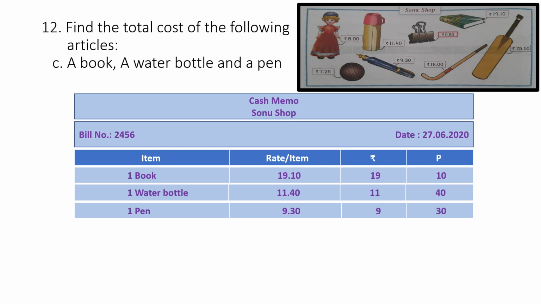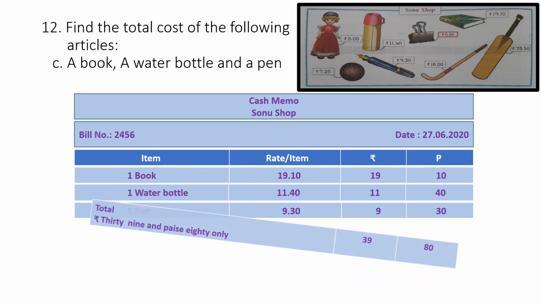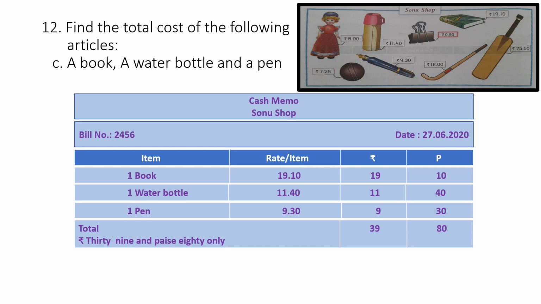Students, if you notice, I'm writing paisa under the heading paisa and rupees under the heading rupees. Then I do the final totaling, that is 39 rupees 80 paisa, which I also write in words as total, that is rupees 39 and paise 80 only.